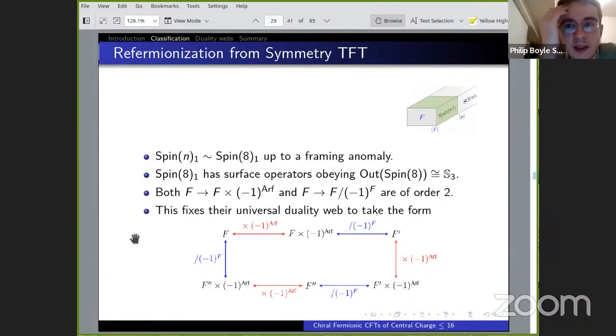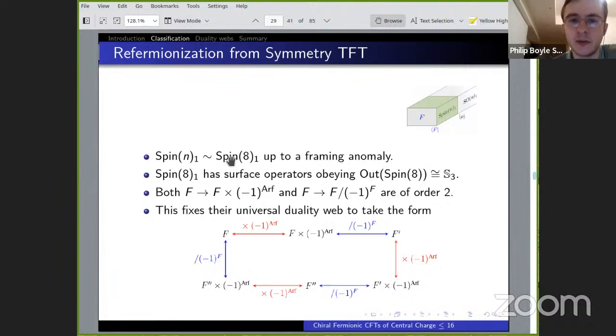Okay, yeah. So the TFT, usually when we talk about TFTs, we're interested in the anyons. That's a very rich structure, given by an MTC. But here we're talking about the topological surface operators instead. And it's a fact that in a TFT, all topological surfaces come from condensing these anyons. But in this case, the surfaces form a much simpler structure. So the topological surfaces form a group, and the group is S3.